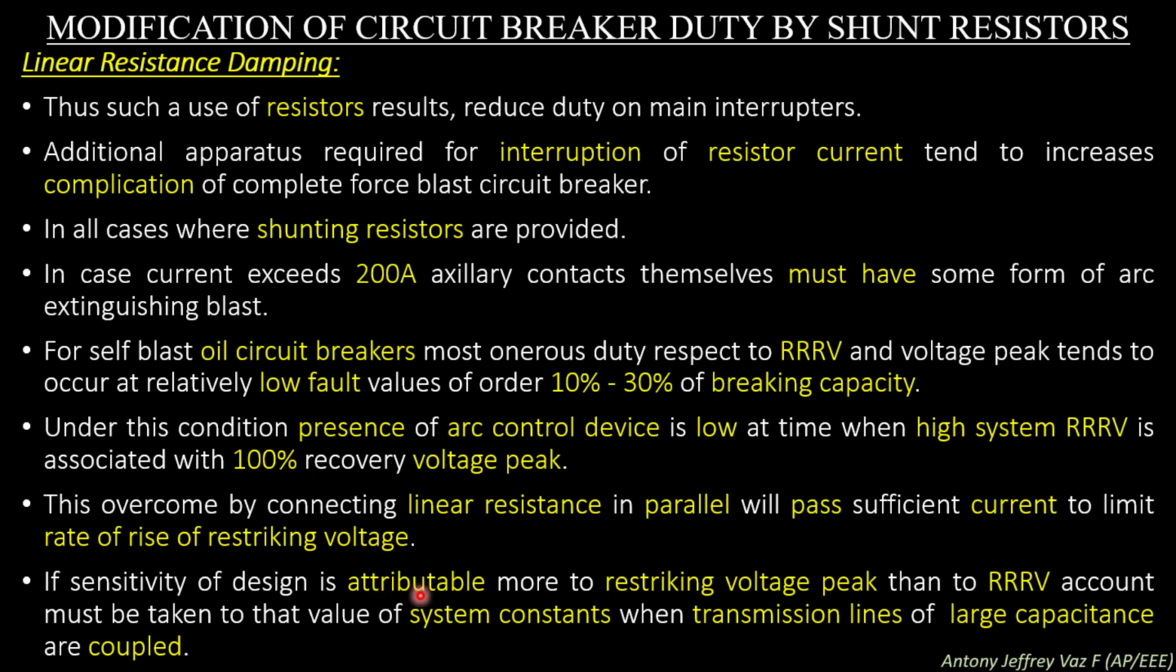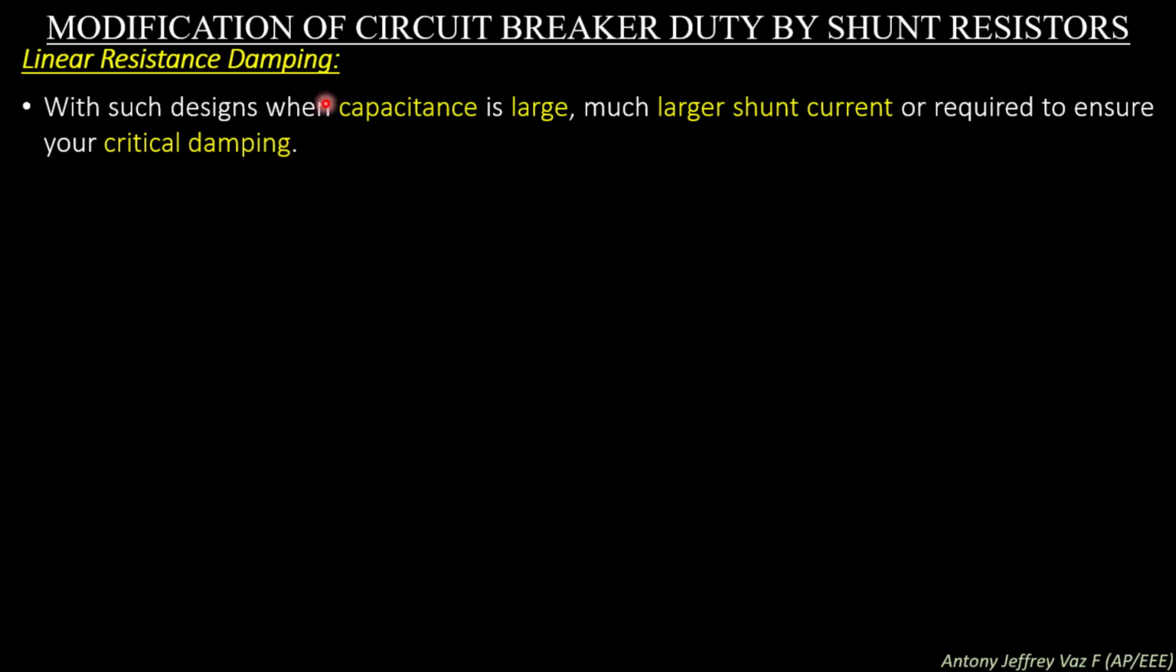If the sensitivity of design is attributable more to the restriking voltage peak than to the rate of rise of restriking voltage, account must be taken of the value of system constants when transmission lines of large capacitance are coupled. When large capacitive lines are involved, the restriking voltage peak may increase to a very high level. So the design sensitivity to restriking voltage and rate of rise depends on the value of resistance inserted across the circuit contacts. With such designs, when capacitance is large, much larger shunt currents are required to ensure critical damping.